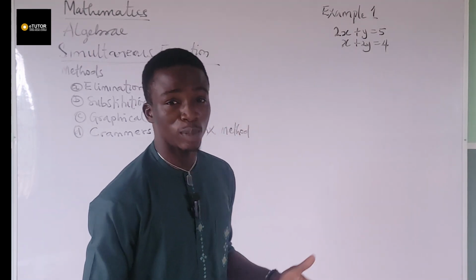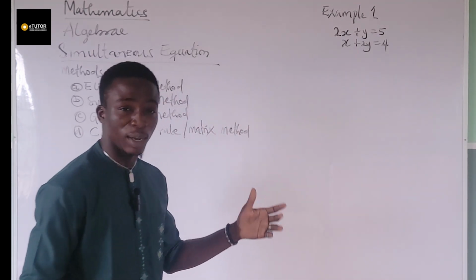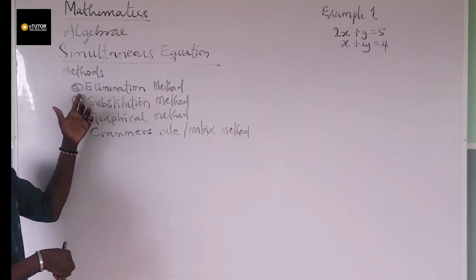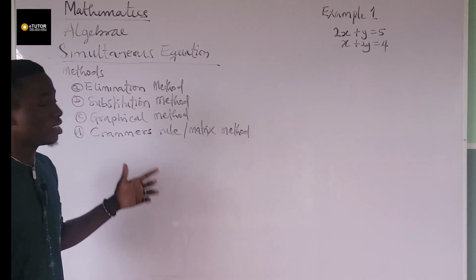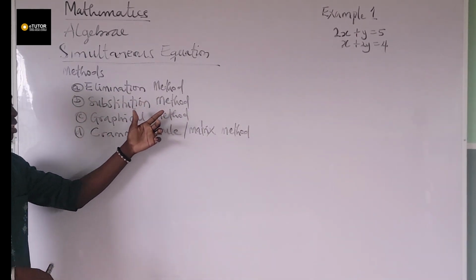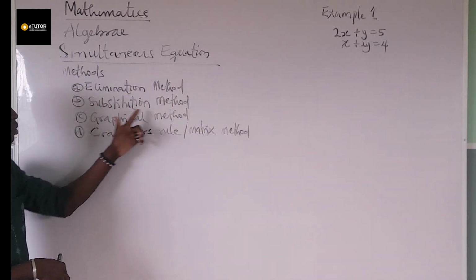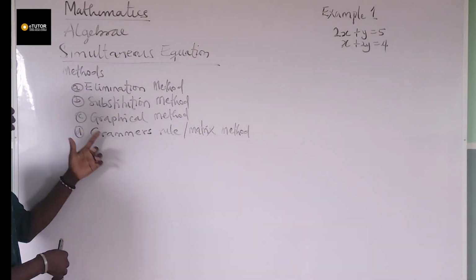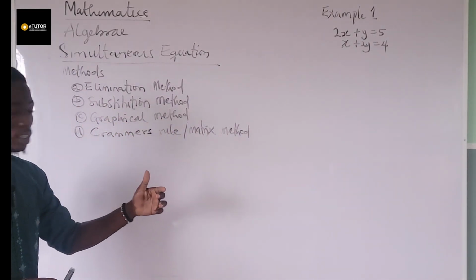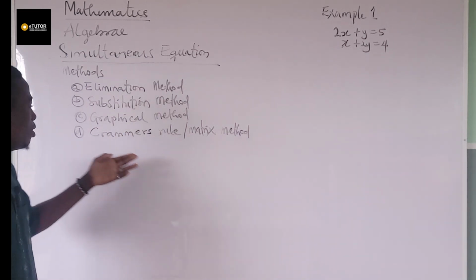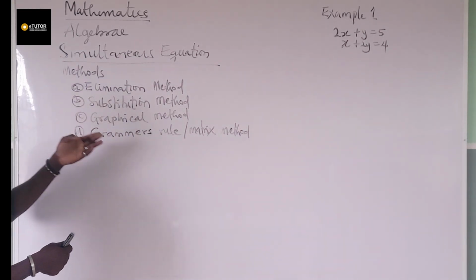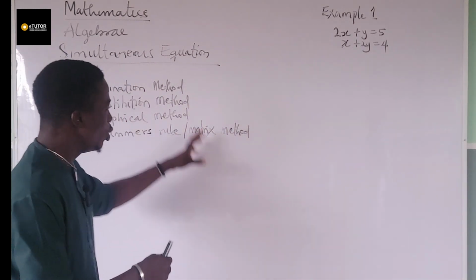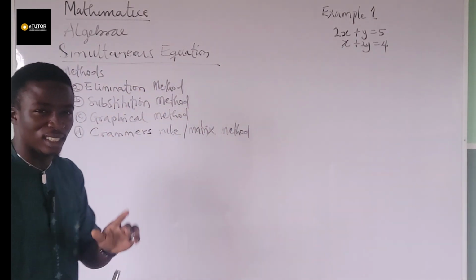Now, there are various methods for solving simultaneous equations. The very first one is the method of elimination or the elimination method. The second one is the substitution method or the method of substitution. The third one is the graphical method. The fourth one is Cramer's rule or the matrix method. Now, they look strange and all that. Don't worry, it will make sense in a moment.